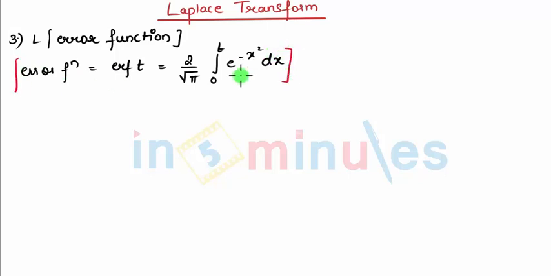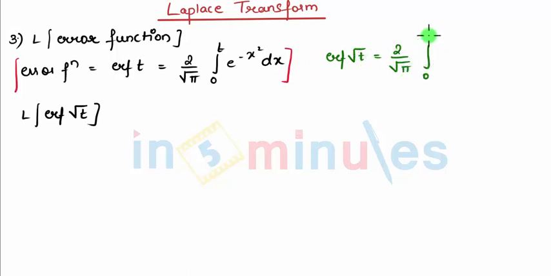What we need to do is find the Laplace of ERF of root t. As we wrote here, ERF of t has limits 0 to t. If it is ERF of root t, the change will be only in the limit, that is 2 upon root pi, integral from 0 to root t of e raised to minus x square dx. That's it. Now we can't find this directly, so we will be using this function as well as the expansion for e raised to minus x square.